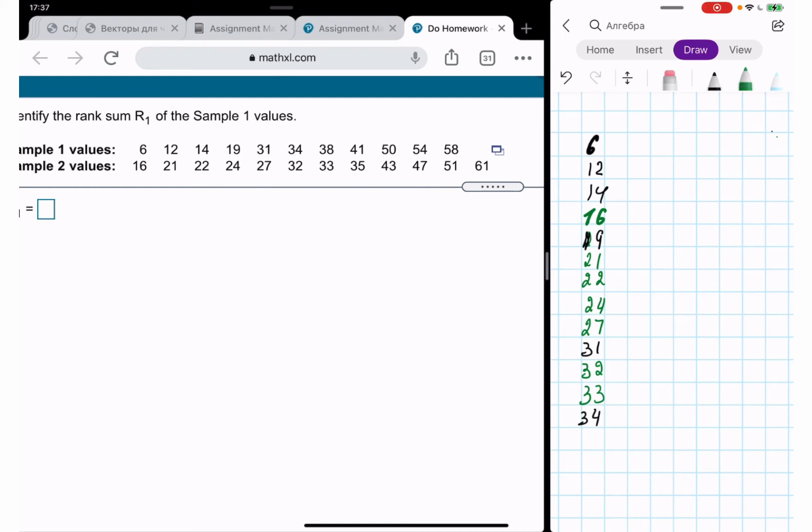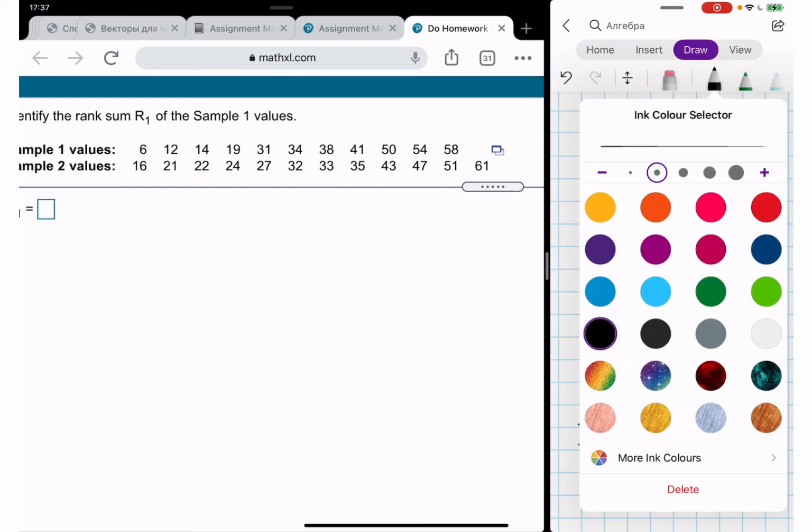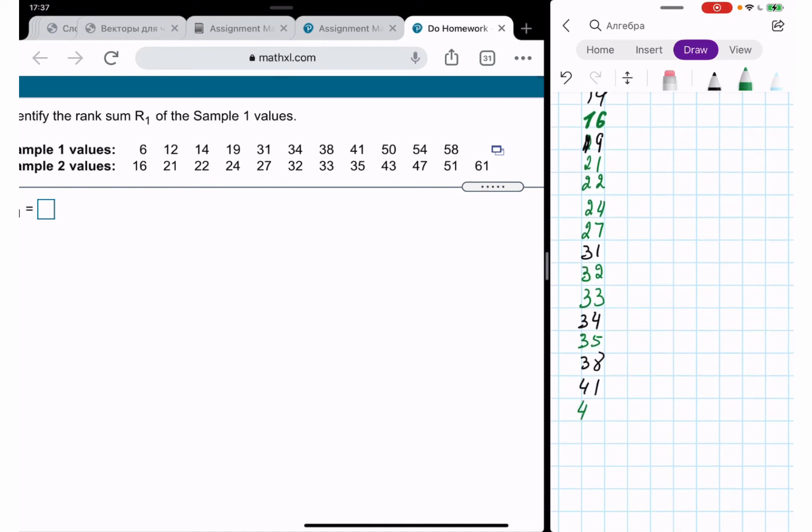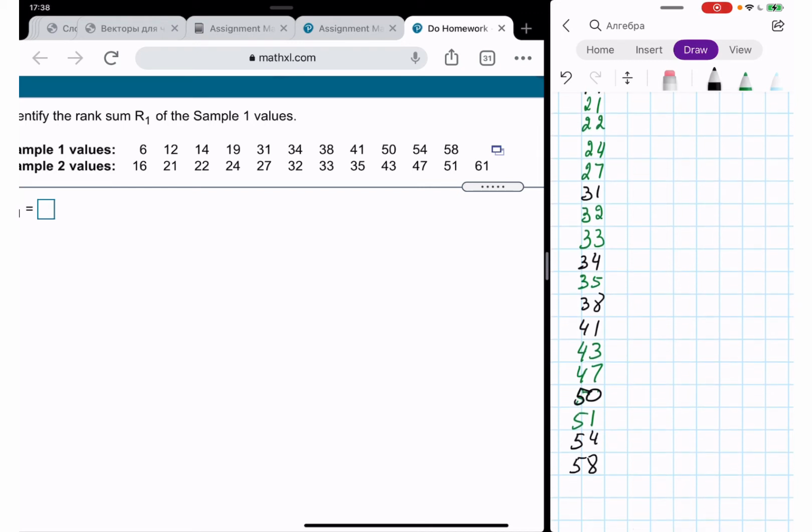okay, 35, 38, 40, 41, 43, 47, 50, 51, 54, 58, and 61.